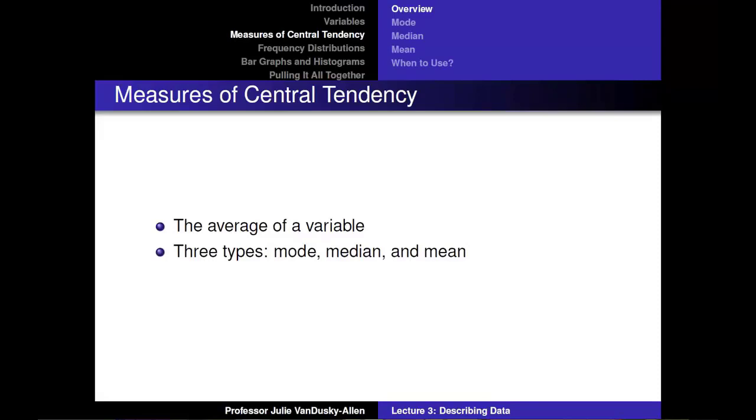Next, I'm going to show you how to use basic statistics to describe data. First, I will discuss measures of central tendency. Central tendency is just another way of saying the average or typical case of a variable. There are three measures of central tendency: the mode, median, and mean.